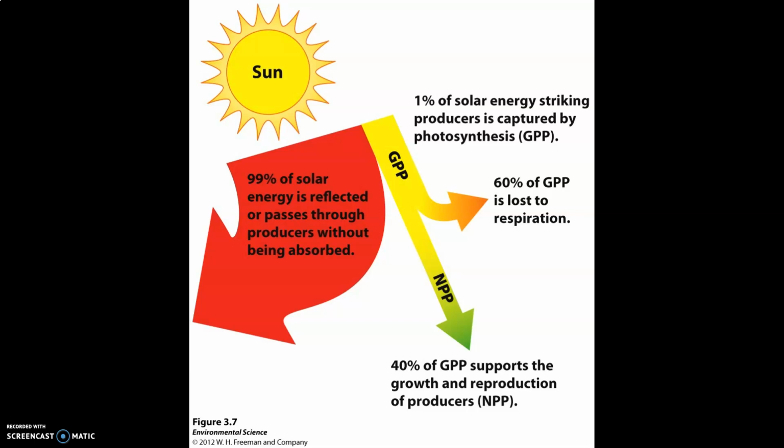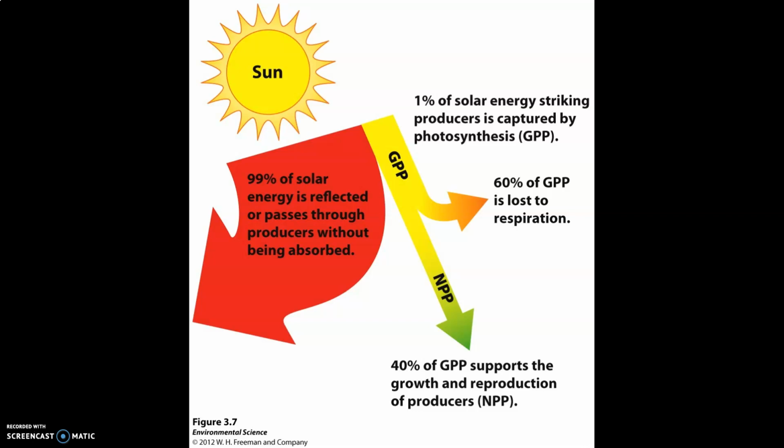So we have all the sunlight, and you look at how plants take it in. And you can see that most of the solar energy is reflected or passes through producers without actually being used. So only about 1% of it hits producers and produces photosynthesis. Not very efficient, 1%. But plants got all the time in the world, so they seem to do okay. So it's interesting looking at how efficient they have become over time.